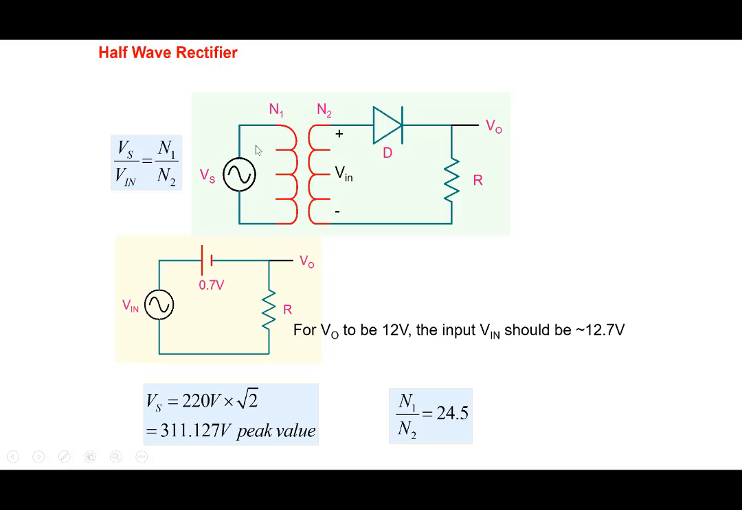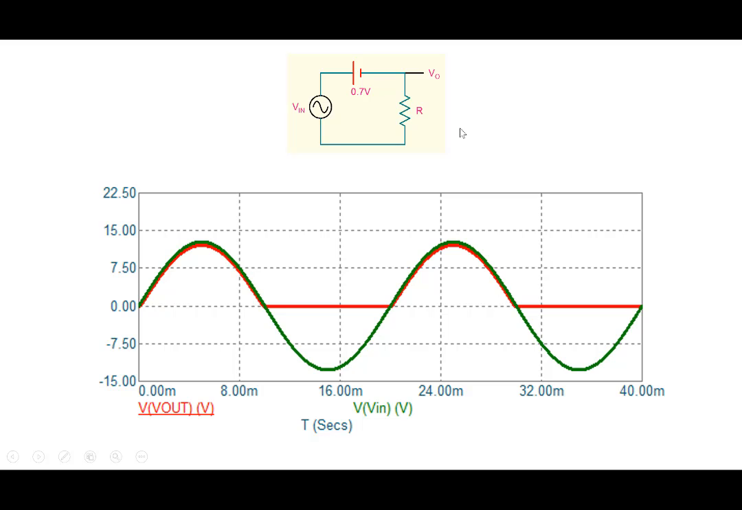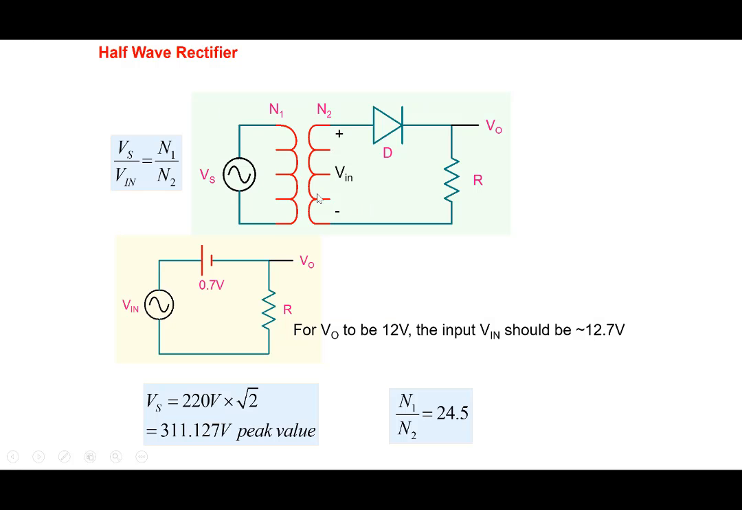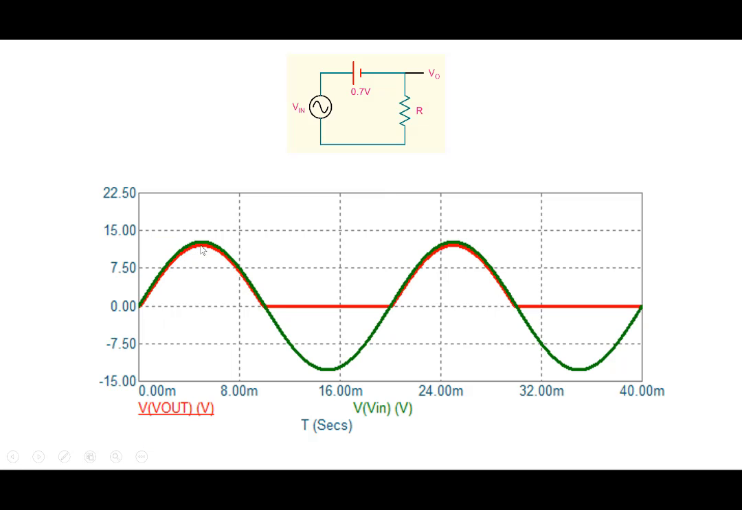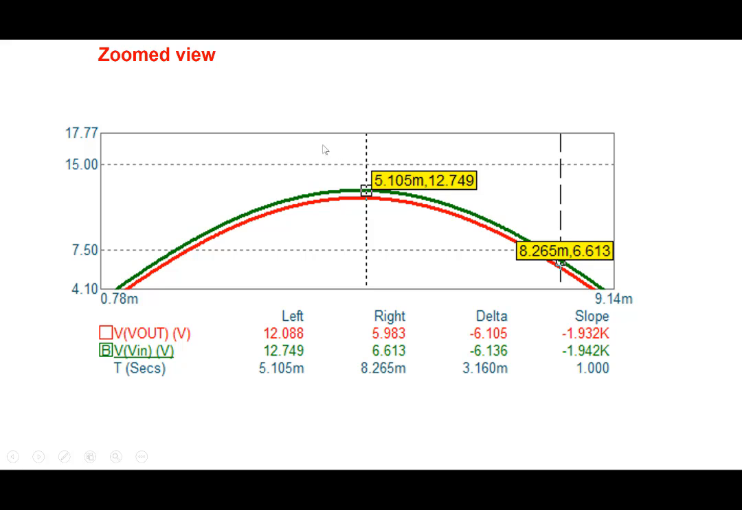And so if we use a transformer with this kind of a turns ratio, then we'll be able to get 12.7 here, and here we'll get 12. So let's see if that happens. We've connected a transformer, and if we simulate this particular circuit, then this is what we obtain. Note that the output, in red, is very close to 12 volt, and the input is about 12.7. You can see the output is close to 12, 12.088 here.